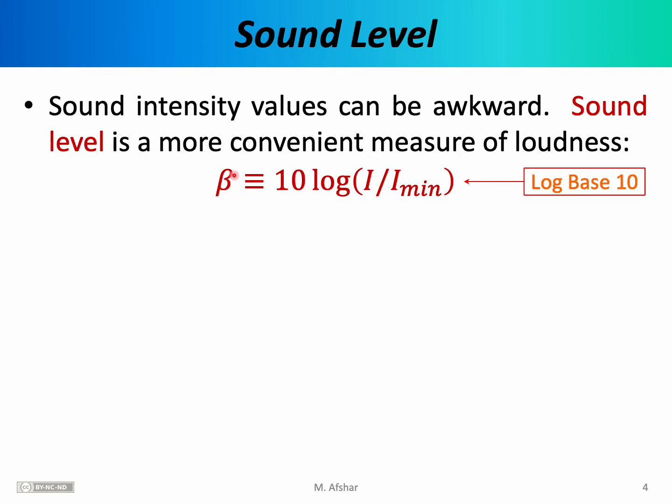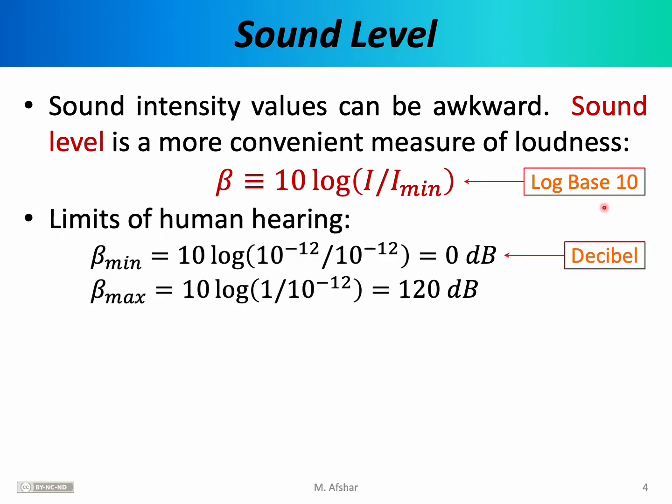So sound level is denoted by the Greek letter beta, and it is defined as 10 times the log of the intensity of the sound that you're speaking about divided by the minimum intensity that can be heard by human ears, which is 10 to the minus 12 watts per square meter. This logarithm is not base e, so it's not a natural log, it's log base 10.